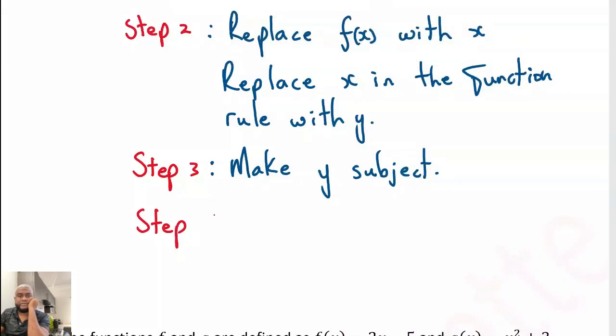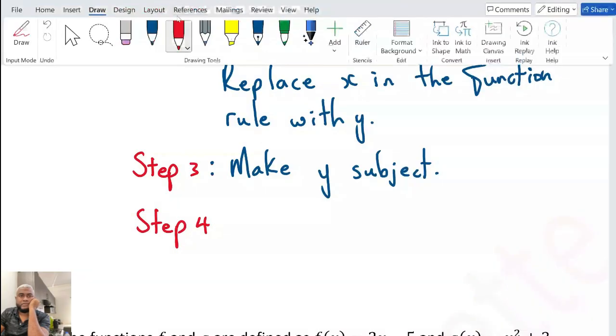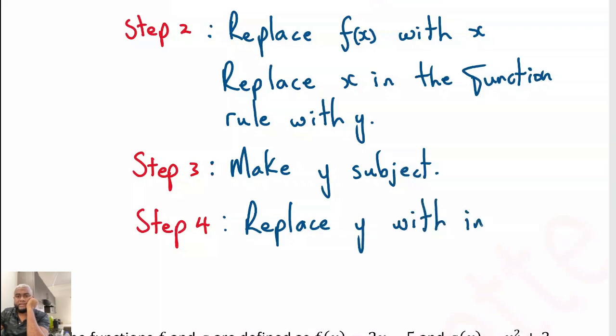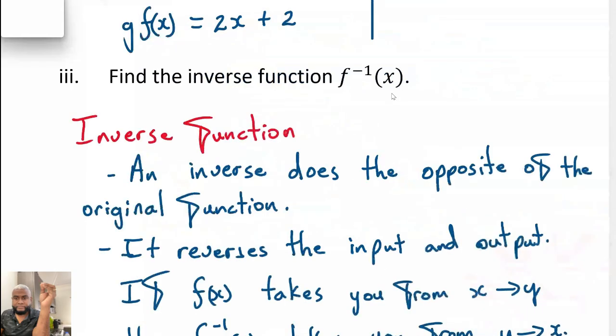And then the last step, you're going to replace y with the inverse, f negative 1 of x. Everybody good there? So we are trying to find f negative 1 of x.